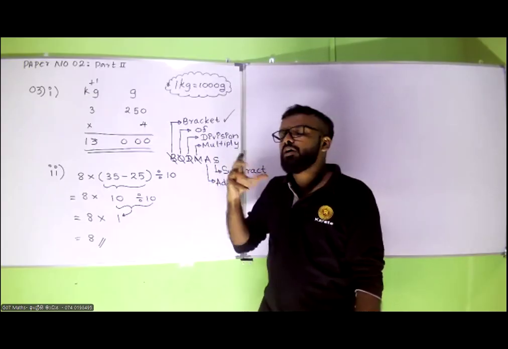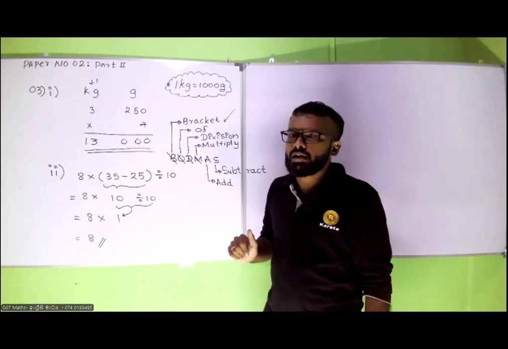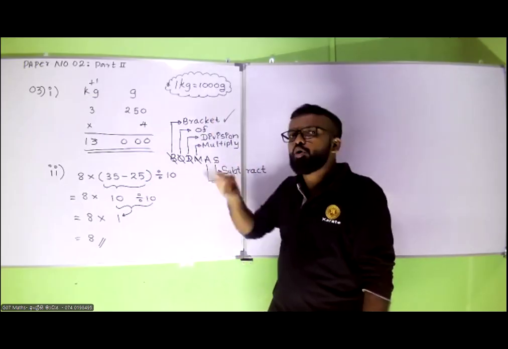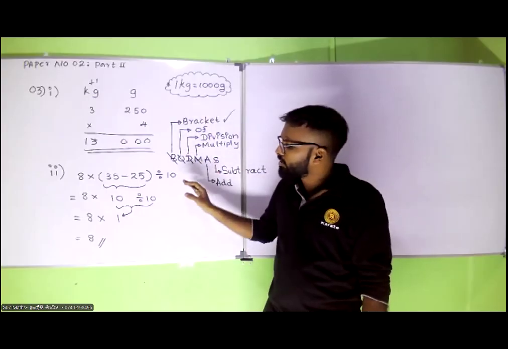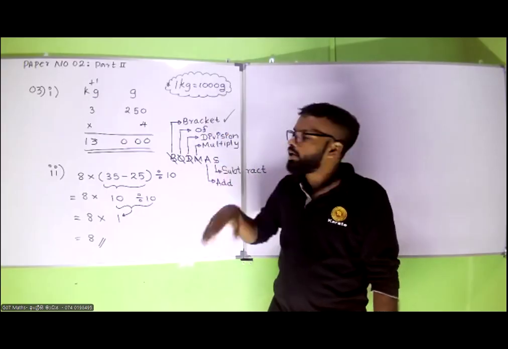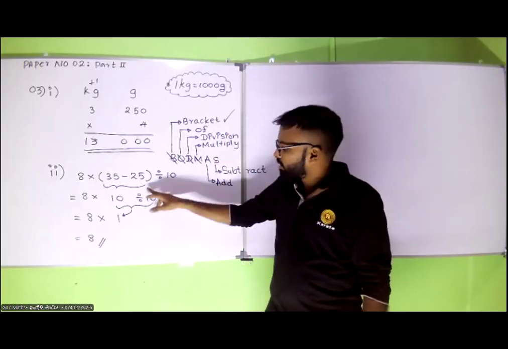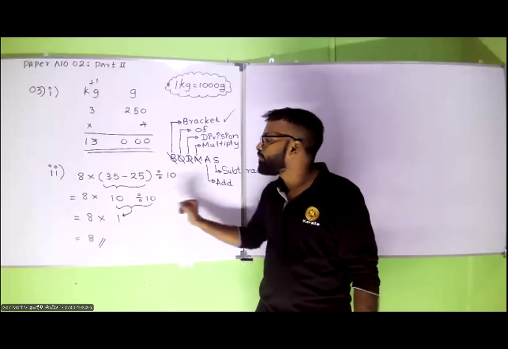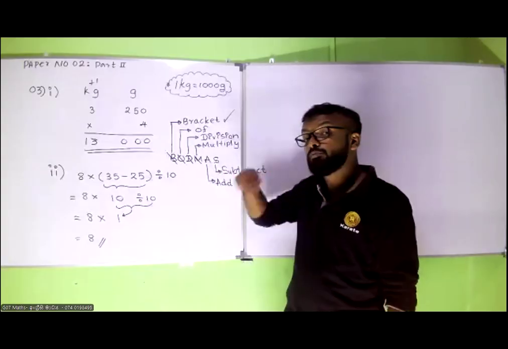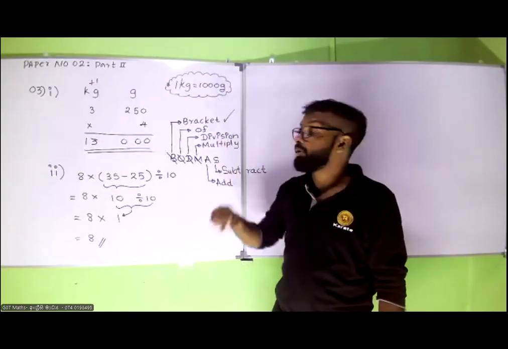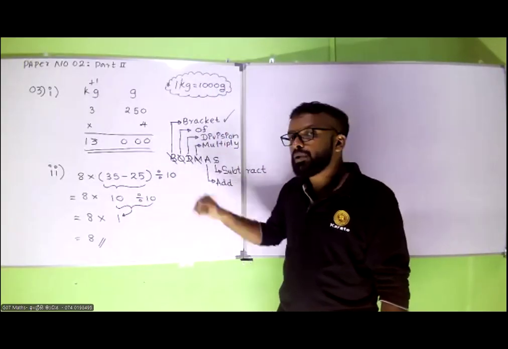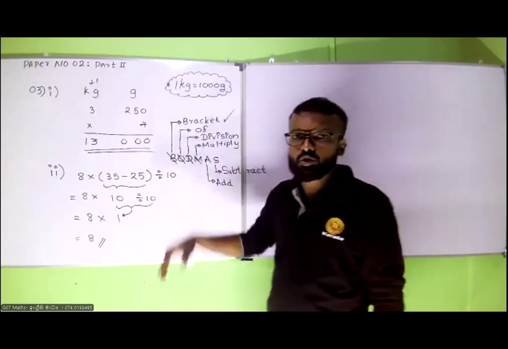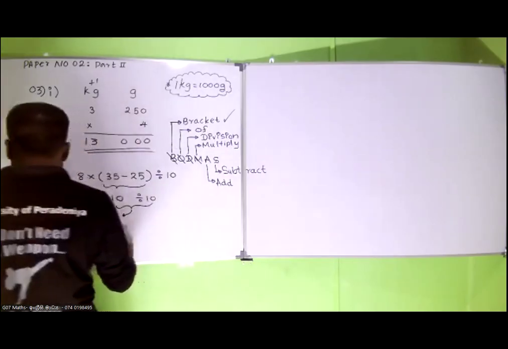Step by step. First of all, I need to simplify the bracket. After simplifying the bracket, I need to find Of. If we haven't found Of, then division. Here we have division. Divide two numbers, 10 divided by 10. Do that. Then finding multiplication, 8 multiplied by 1 is 8. Addition, subtraction, and so on. So this is the final answer for that.